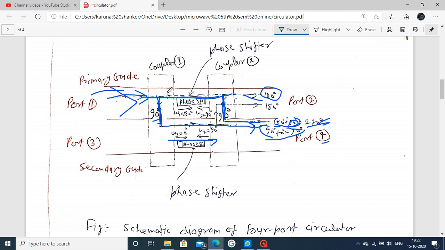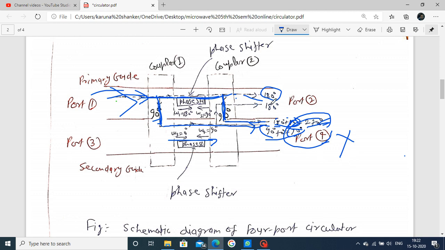phase shift, and from coupler number 1, primary to secondary, it comes with 90 degrees. The phase shifts of 90 and 270 are subtracted, which means 180 degrees, which means the waves do not come in the same phase. That's why at port number 4 we are not getting any output.